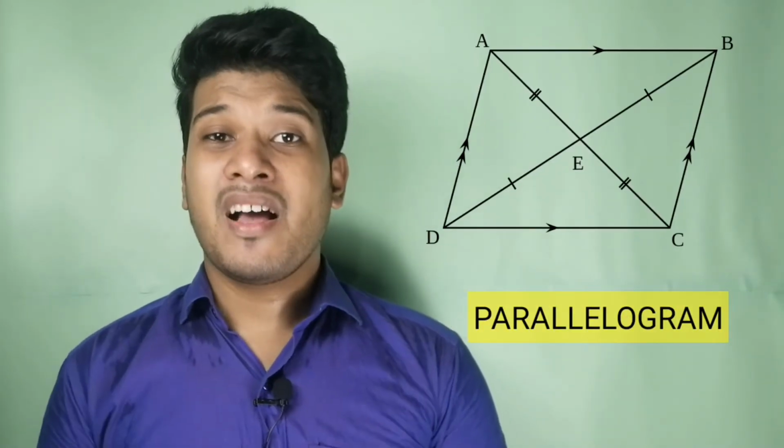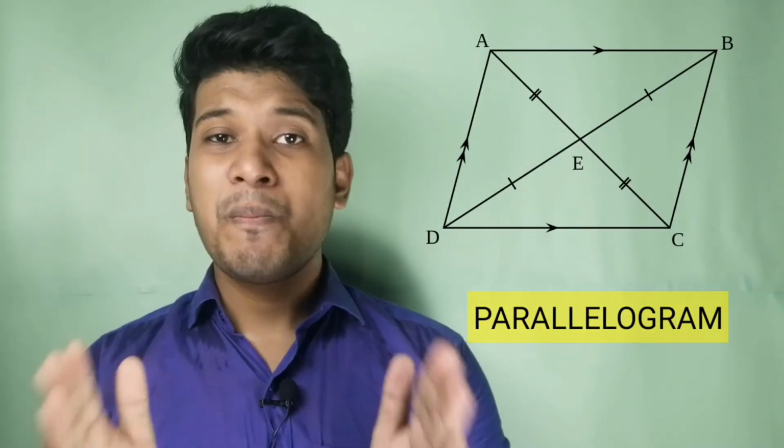Then the third one is the rhombus. A rhombus has 4 equal lines, just like a square, but it is not a square because here all the angles are not right angles. You can see the angles are different. They are not all 90 degrees, some are 90 degrees, some are higher than 90 degrees, some are lower than 90 degrees. Then the fourth one is the parallelogram.